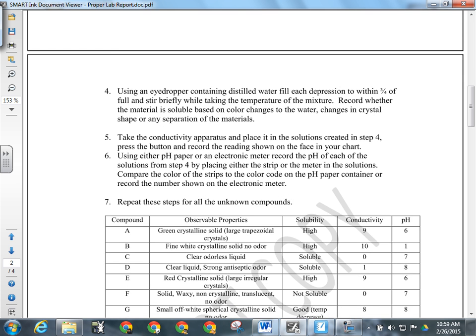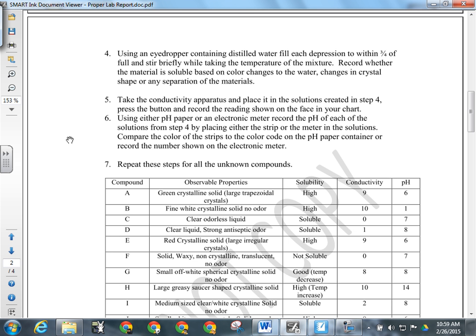All right, number 4, using an eyedropper or wash bottle, which is what we used, containing distilled water, fill each depression to within 3/4 of full and stir briefly while taking the temperature of the mixture. Record whether the material is soluble, and then I tell them how they'll know, based on color changes to the water, changes in the crystal shape, or any separation of the materials. Here's what to look for, here's what to write down.